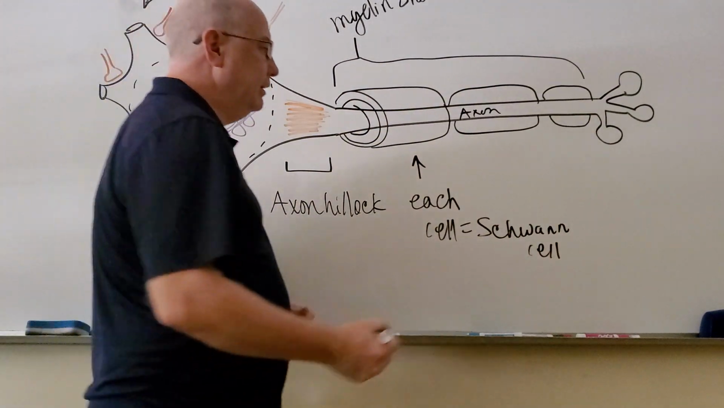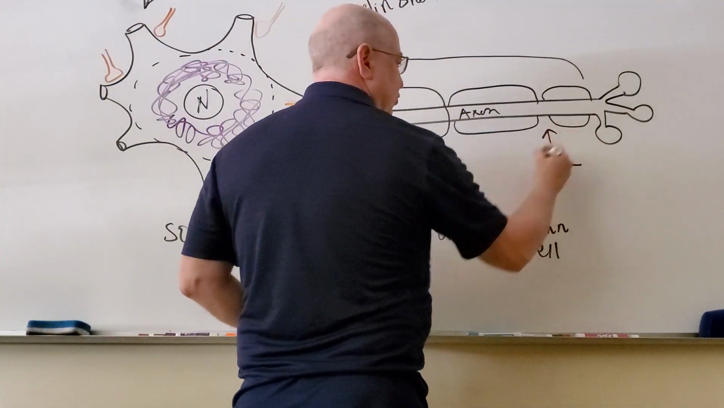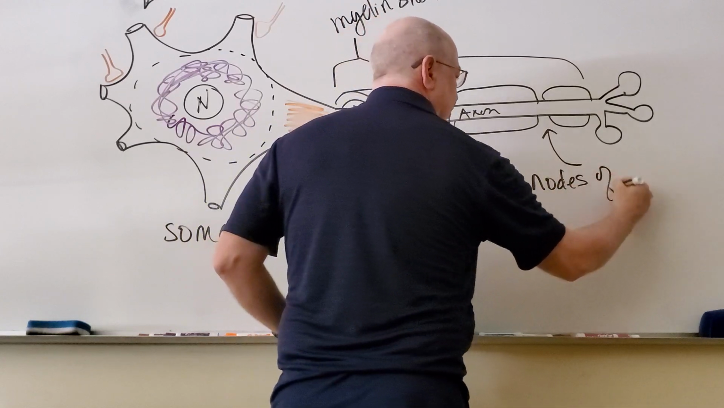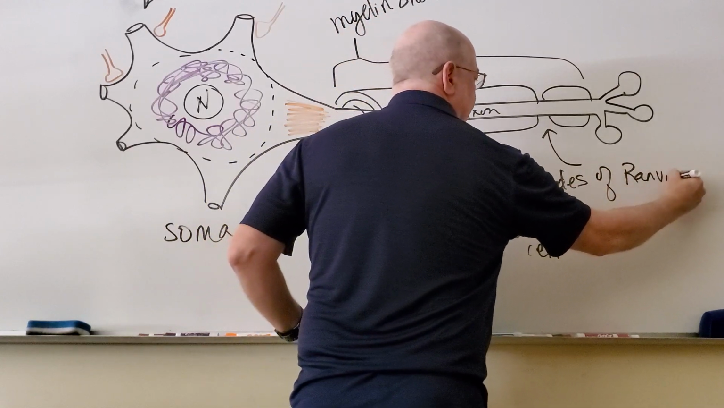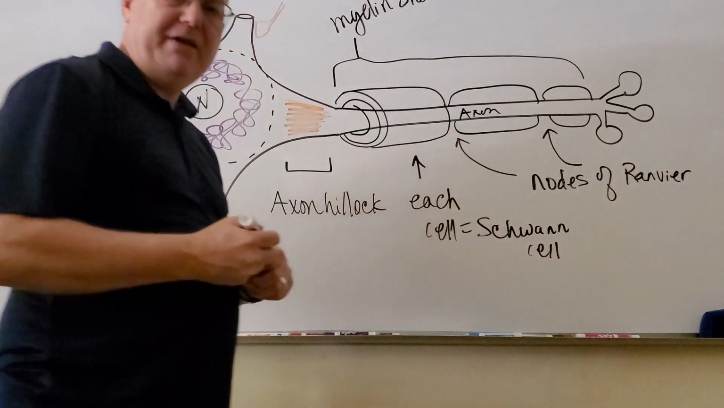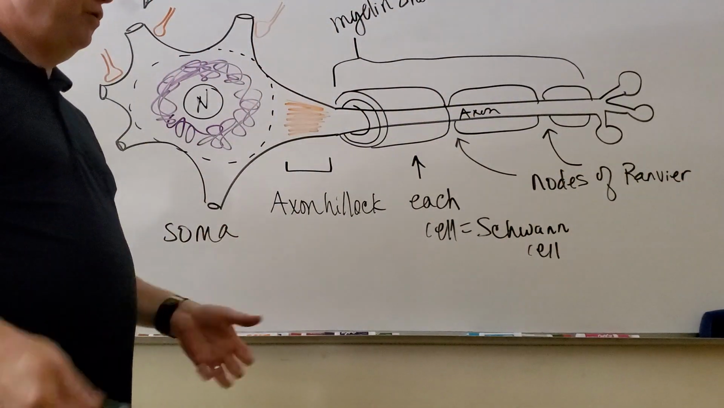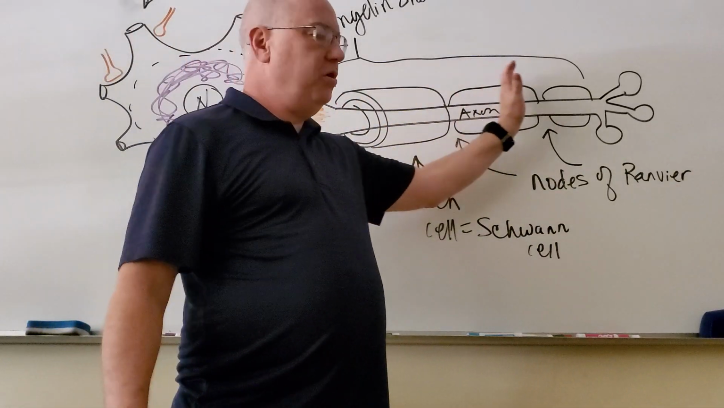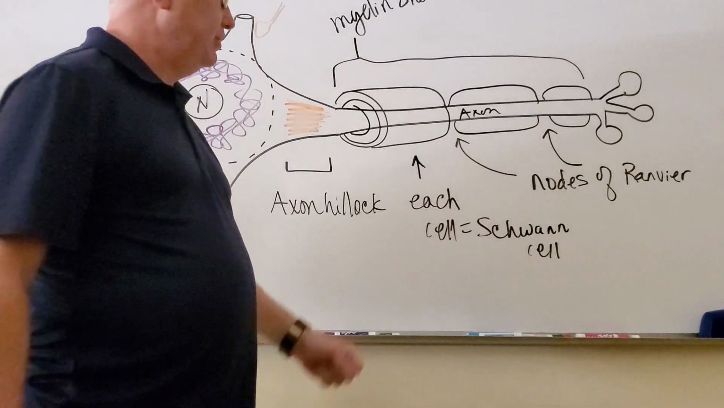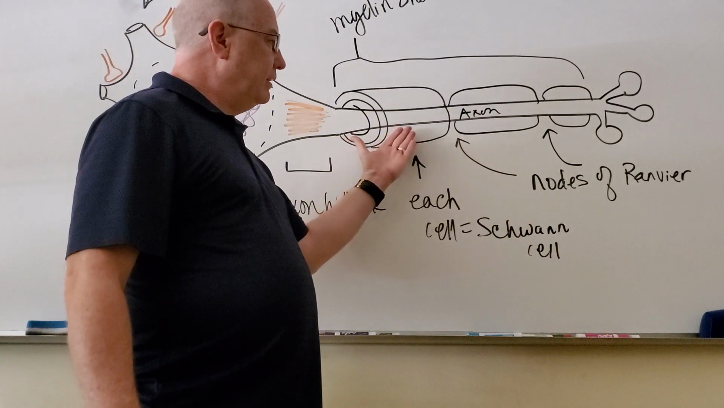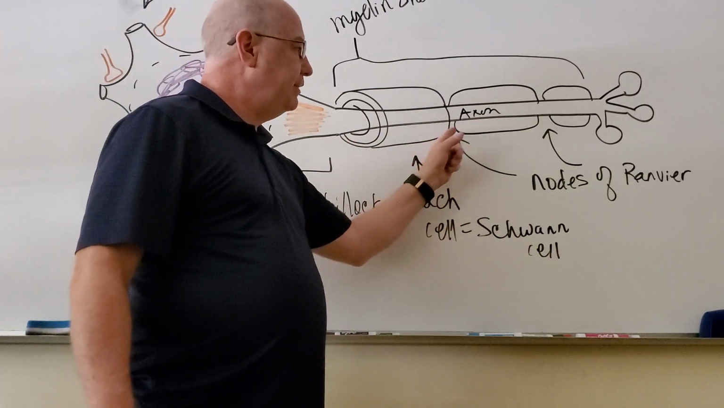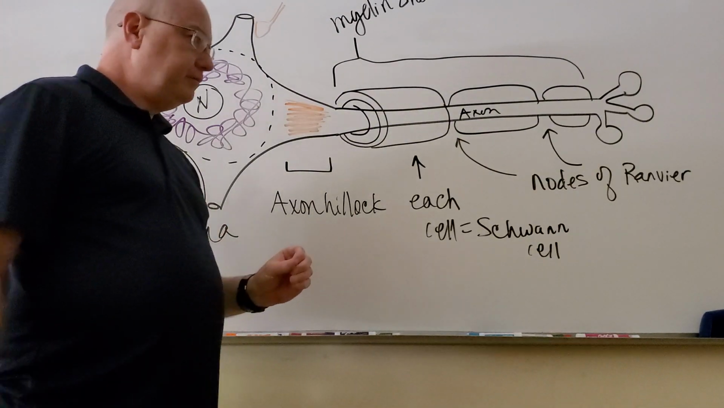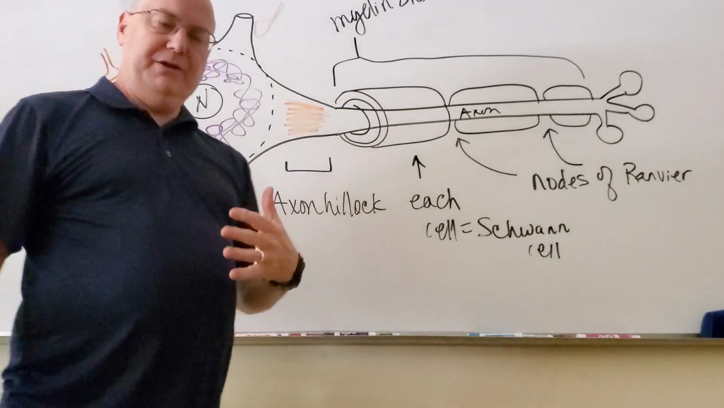Another guy came along and decided, well, I see these little gaps between the Schwann cells. And he's a French guy, so he called them nodes of Ranvier. Some people will say Ranvier, but they're nodes of Ranvier, okay? So the myelin sheath is all of the Schwann cells that cover a single axon. And then if I look at them individually, they're called Schwann cells, and the little gaps between them are called nodes of Ranvier.